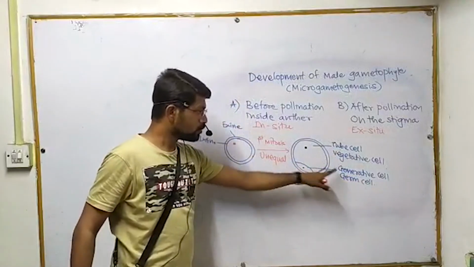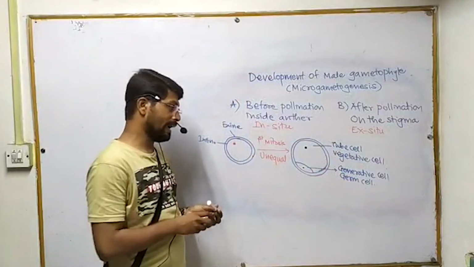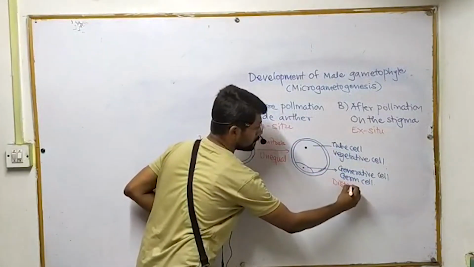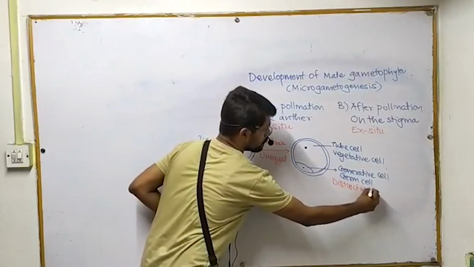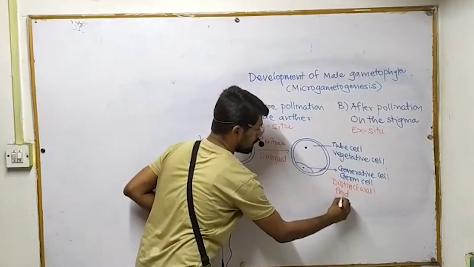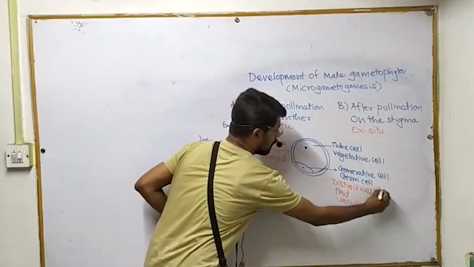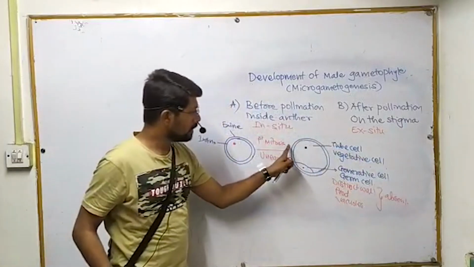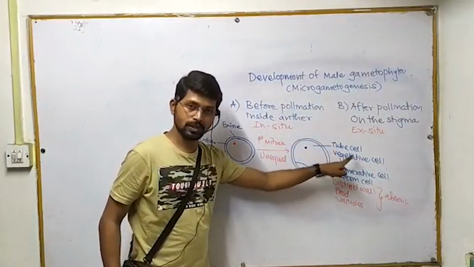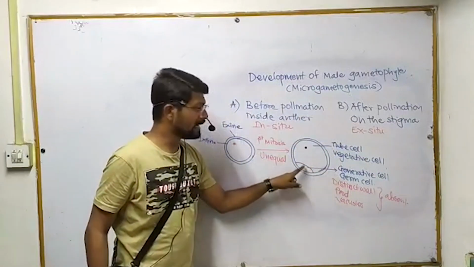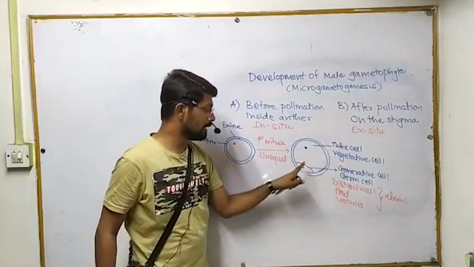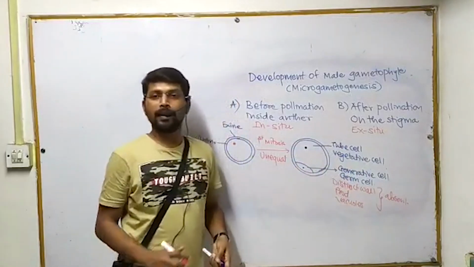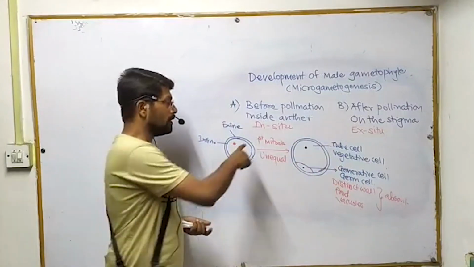Now this generative cell or germ cell lacks a distinct wall, and reserve food and vacuoles are absent in the generative cell. There is a distinct wall to the tube cell or vegetative cell, but the generative cell is freely suspended in the cytoplasm of the tube cell. It lacks a distinct wall, reserve food material and vacuole. They are completely absent. So this is the first stage, the first mitosis.